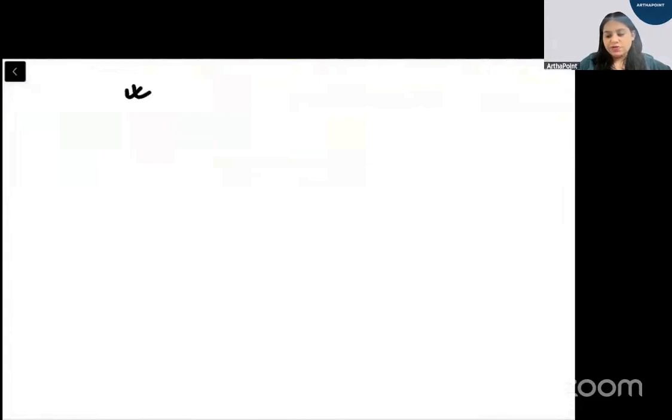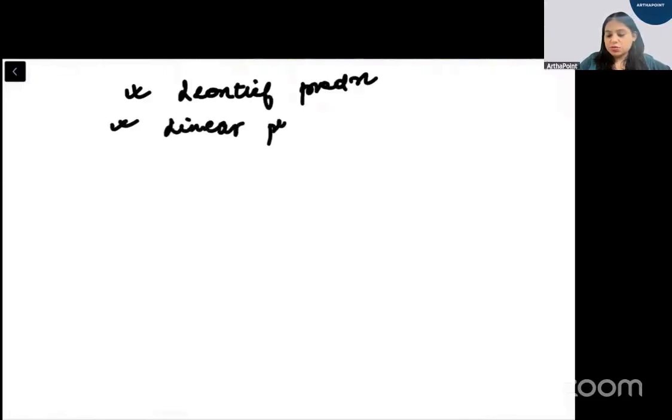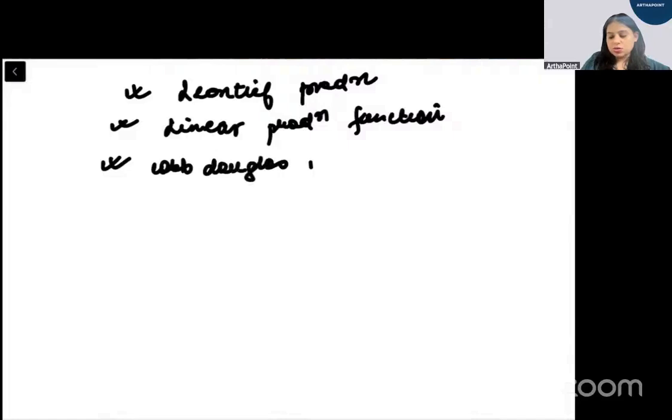What is a Leontief production function, right? And we have covered what is a linear production function. We revised these in detail, right? Today, I want to go ahead and pick up on what is the Cobb-Douglas production function.